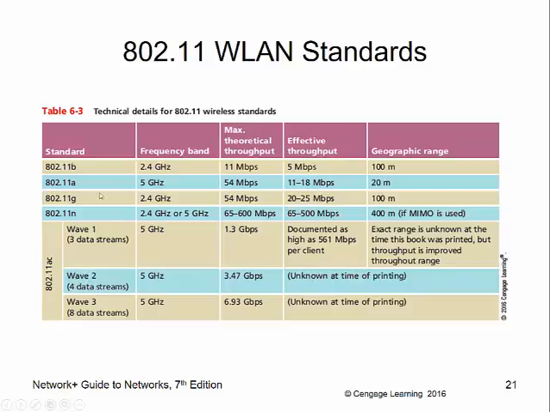And then as time went on, more standards were introduced. 11g was a very common one. It's still a common one. That's in the 2.4 gigahertz range, 54 megabits per second. N also, and then our newest one's AC.